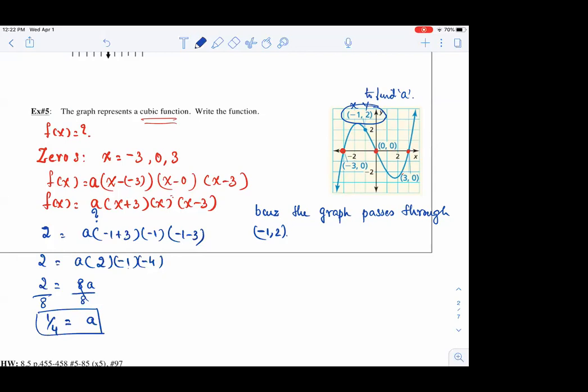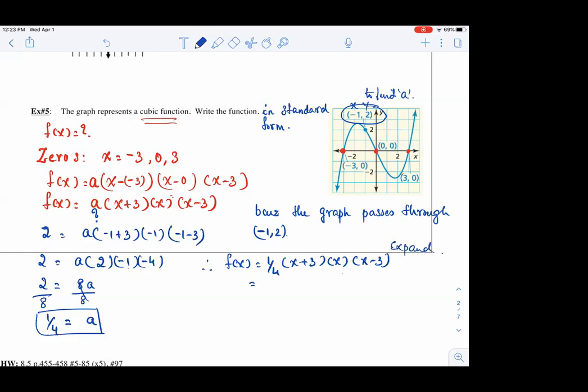Okay. Now that we got our a, we are going to go back to the function f of x is equal to 1/4 times x plus 3 times x minus 3. Now remember, we want to write the function in standard form. What do you have to do if you have to change this intercept form into the standard form? Multiply. Yeah, you have to expand this.